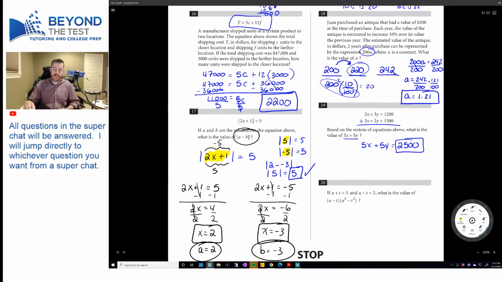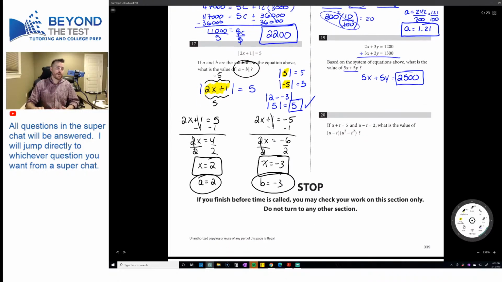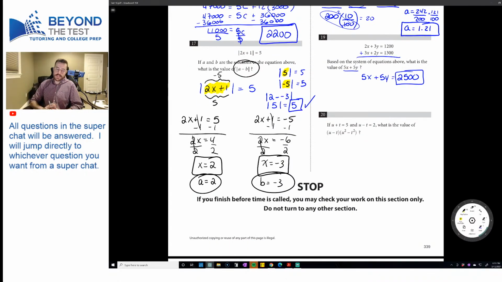All right, and then we get to question number 20 here. So question 20, it says, if u plus t is equal to 5 and u minus t is equal to 2, what is the value of u minus t times u squared minus t squared? Okay, a lot of people get stuck on this question.